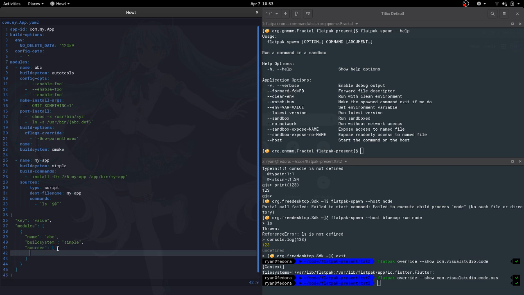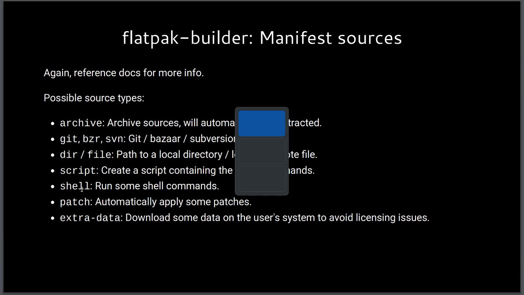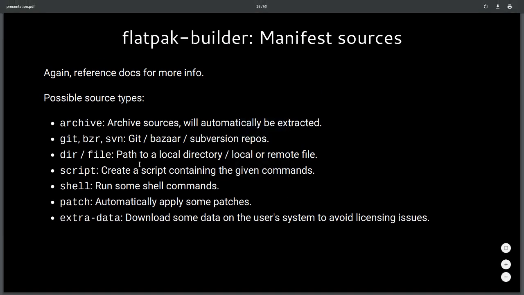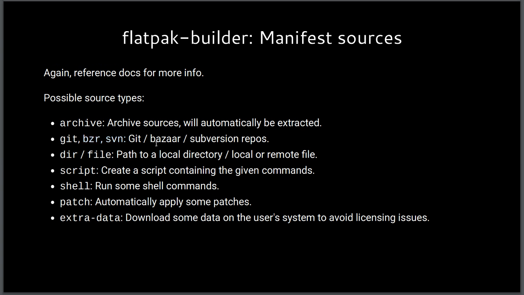Sources, type, script, name, my app. So this type here says the type of source it is. There are a bunch of different types of sources. I'm not going to go over all of these, mostly not these two, because I really have never seen a Flatpak that uses Bazaar. There's probably at least one, but really no one cares about Bazaar.